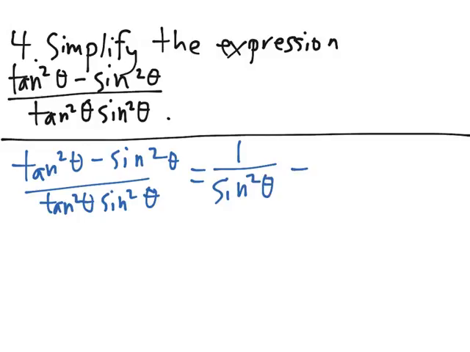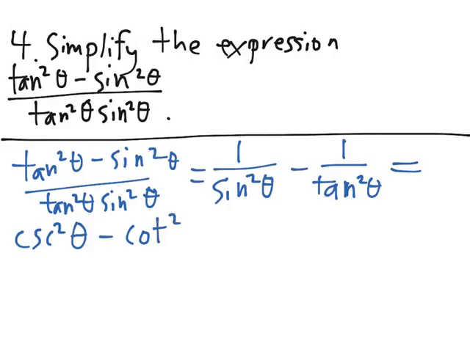Similarly, the other term we'll get is sine squared theta over tangent squared theta times sine squared theta, which is just 1 over tangent squared theta. Now we also know that 1 over sine squared theta is going to be the same as cosecant squared of theta, since 1 over sine theta is cosecant theta. Similarly, 1 over tangent squared theta is going to be equal to cotangent squared theta, since 1 over tangent theta is cotangent theta.